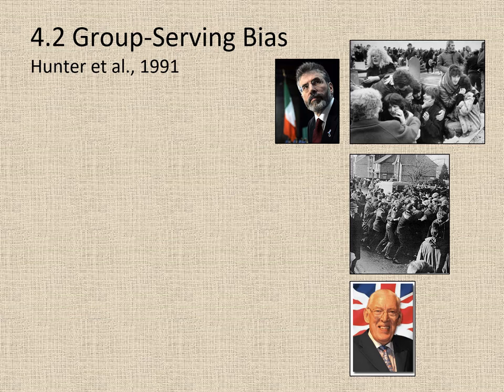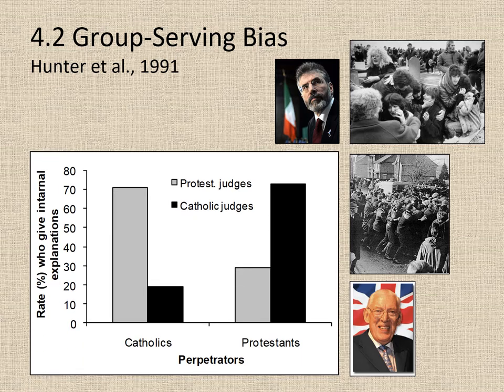So the higher the bar, the more internal explanations are given. So Catholic perpetrators, their behavior is explained with internal factors to a higher degree by Protestant subjects than by Catholic subjects. And in the opposite direction if it's Protestant perpetrators. So violent behavior by members of the out-group is explained with, they're monsters. While the same kind of behavior by members of the in-group is explained maybe, oh, they were probably very provoked. It was a very provocative situation or something like that. The victims of the violence had probably done something bad. It's explained with external factors. Okay, so group-serving bias, an example of that.